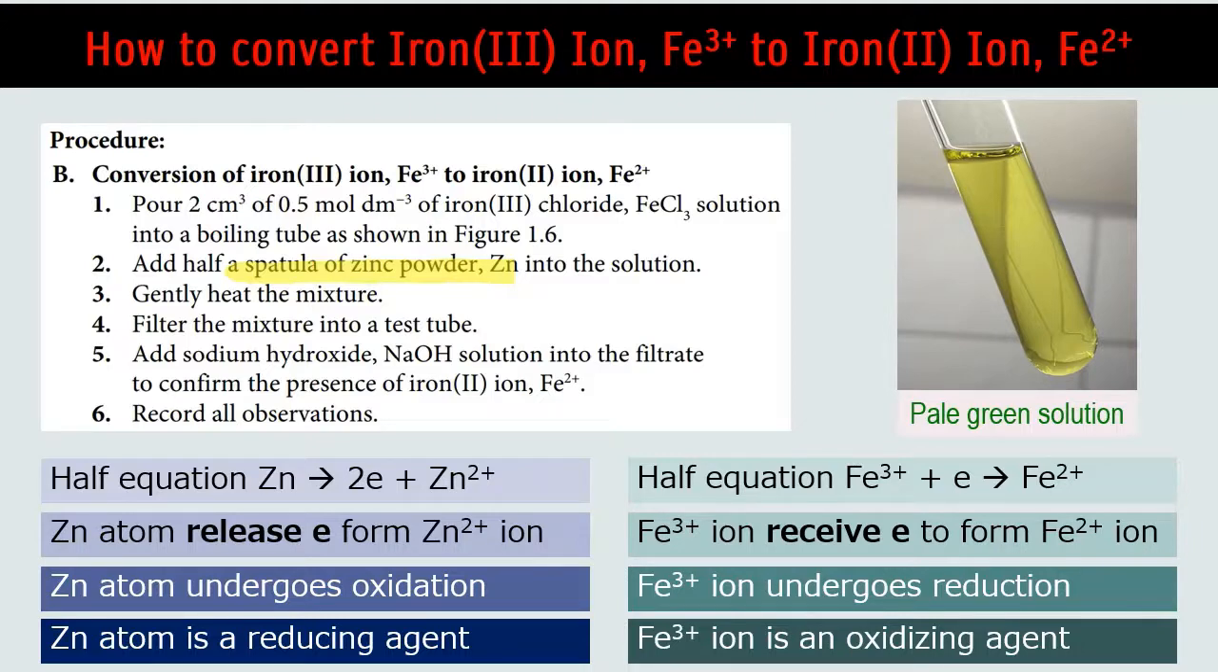How to ensure that the green solution consists of iron 2 ion? We need to add sodium hydroxide solution into the filtrate to confirm the presence of iron 2 ion and then record all observations. Now, let us look at what happens when we add sodium hydroxide solution. The dirty green precipitate forms. This green precipitate is insoluble in excess sodium hydroxide solution. This confirms the presence of iron 2 ion. Now we know that the iron 3 ion has changed to iron 2 ion.